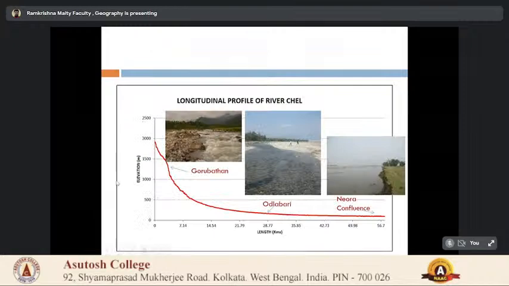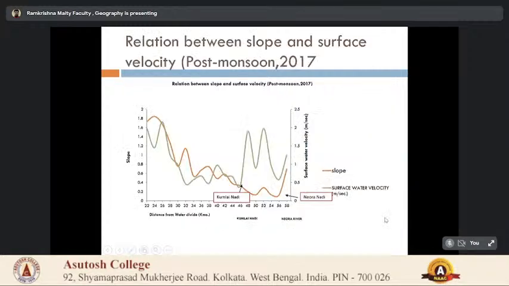See, this is the gradient. Here the gradient is very, very steep near Gurubathan, near Udlabari. Gradient is moderate, and near the Neora confluence, the gradient is much less. And you see the velocity curve. This is the surface water velocity.